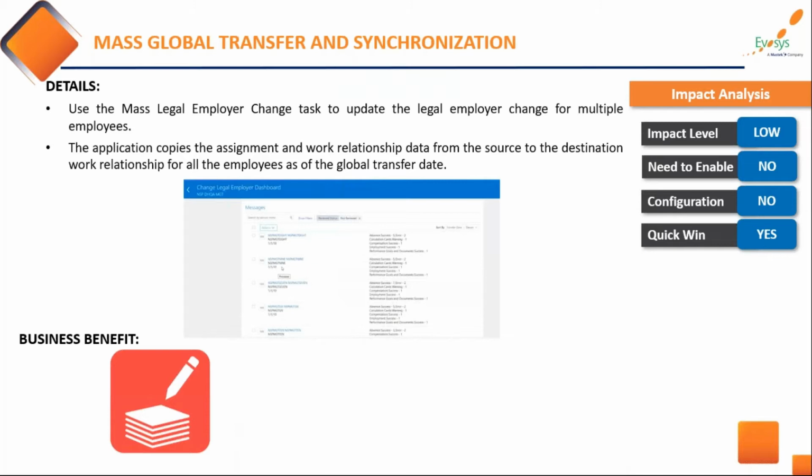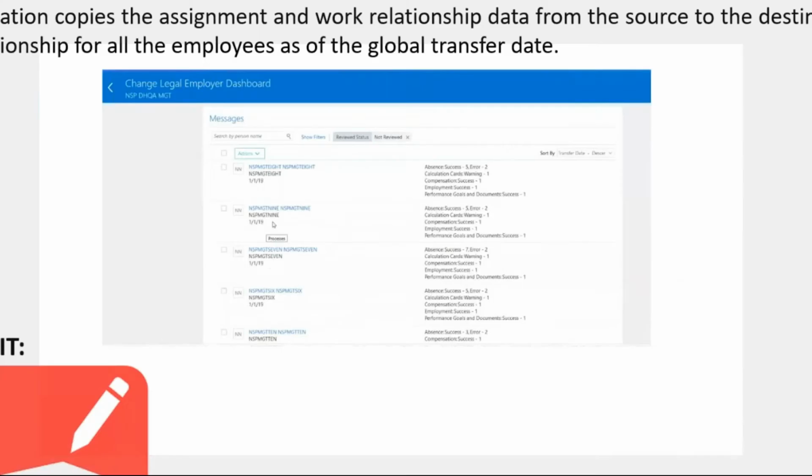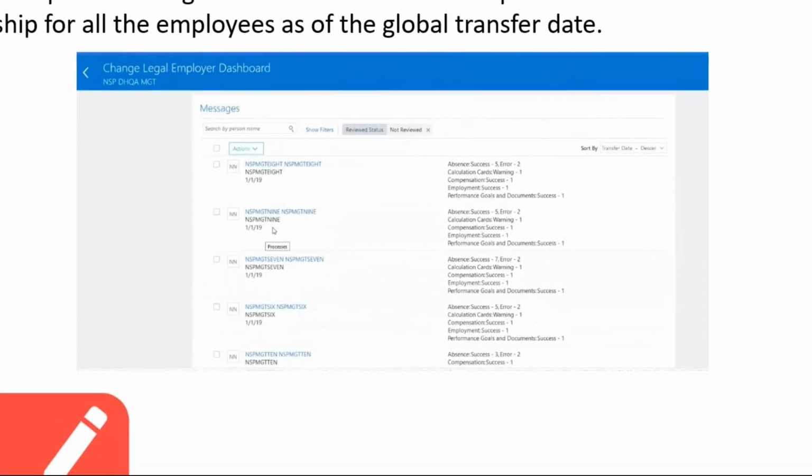The next one is on mass global transfer and synchronization. So we all have seen there has been a lot of benefits with mass legal employer change and mass global transfers from 20B and 20C. It has improved a lot. Now on 20D, you also can ensure that you copy the assignment and work relationships from the source assignment to the destination assignment as on the global transfer date. So it's easier, quicker, even when you want to do it in bulk.